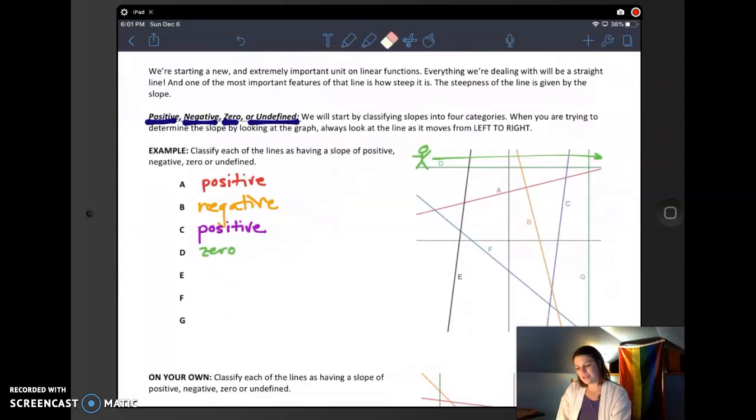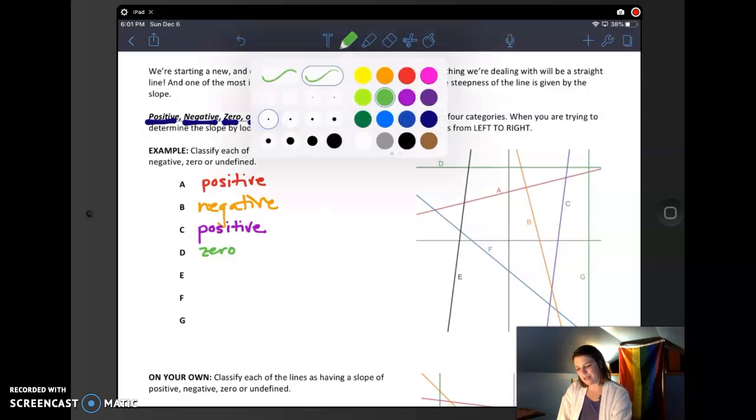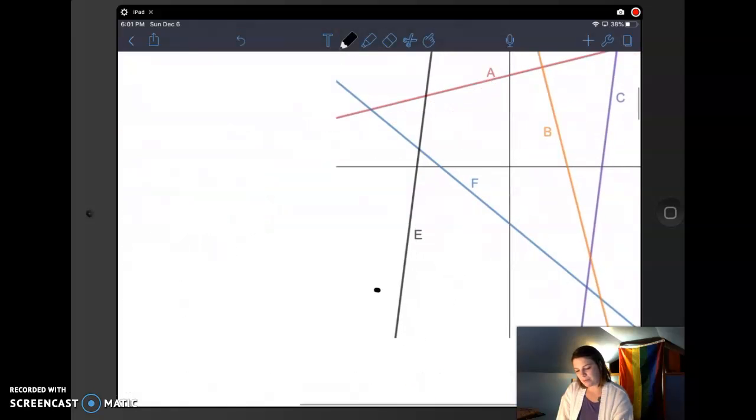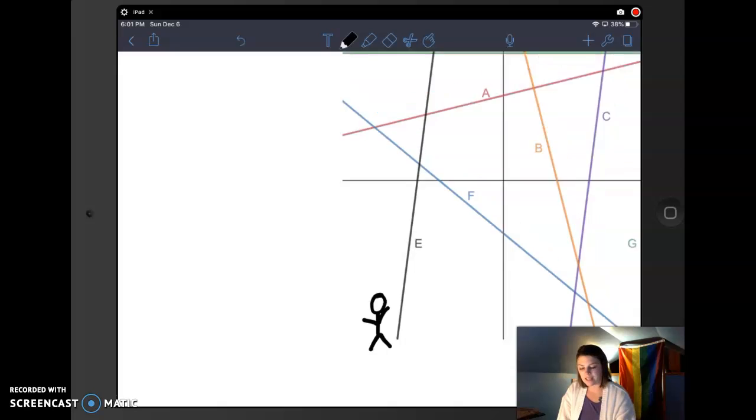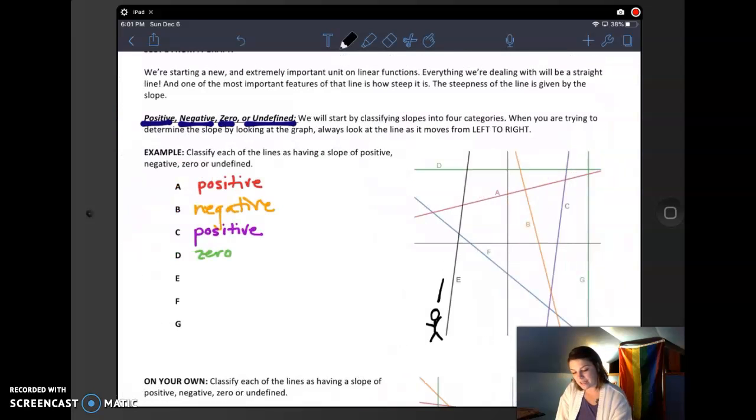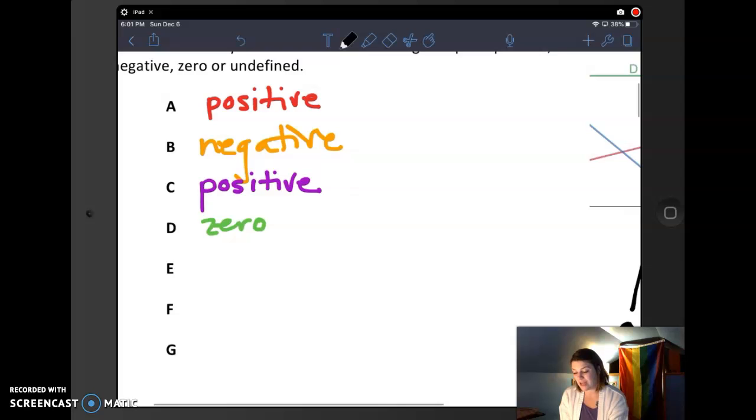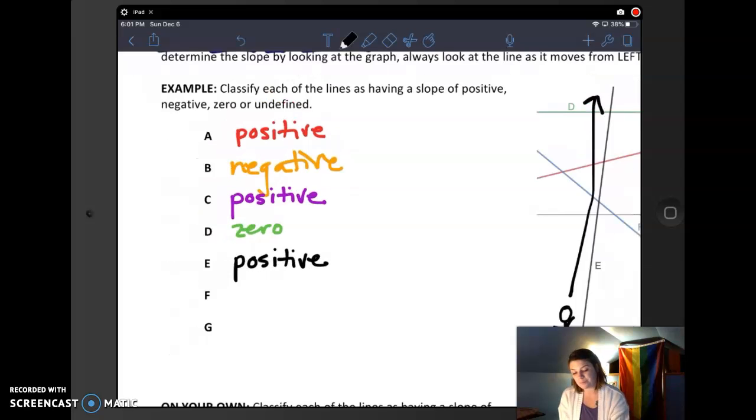Okay, let's keep going. Just a few more. I'll start to pick up the pace a little bit. Line E is this black line right here. I'm going to put my little person here as far left as I can go on the line. And again, this person is going to have a hard upward journey. It's going to be a very, very steep positive line. So we would have a positive slope.